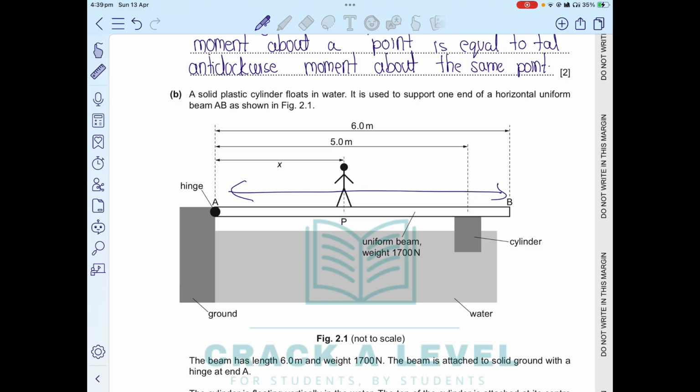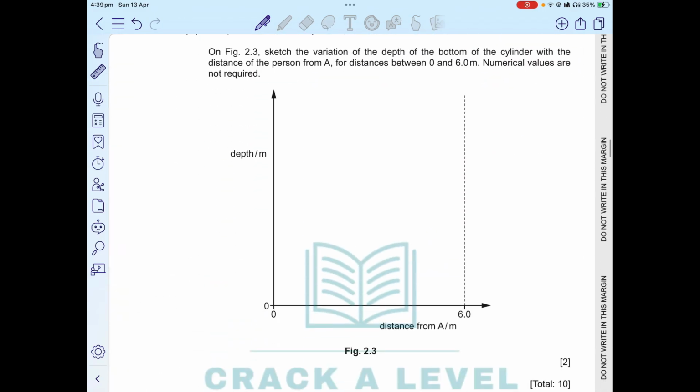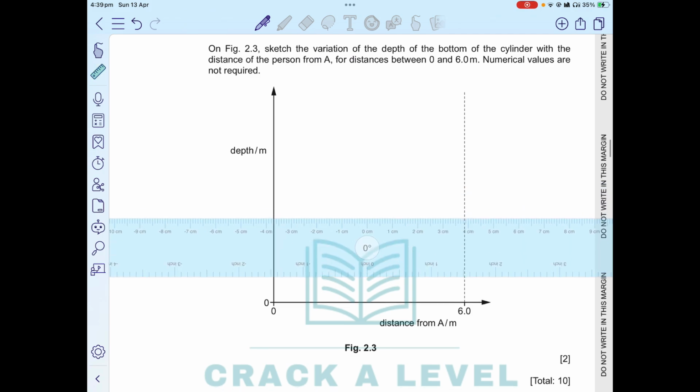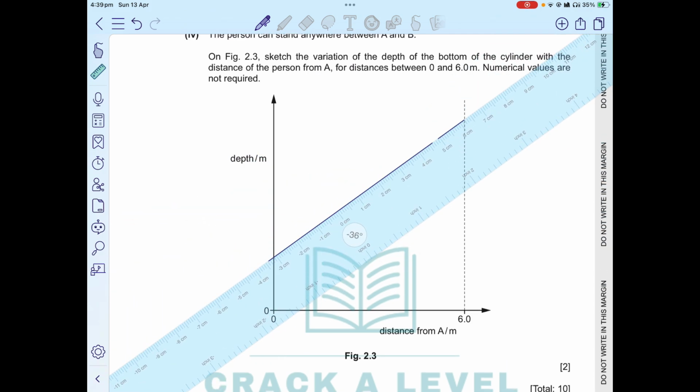So that's why the graph will start on a positive y-axis and it will have a positive gradient, which will look somewhat like this. So if I take my ruler, the graph would look somewhat like this. You don't need any numerical values.